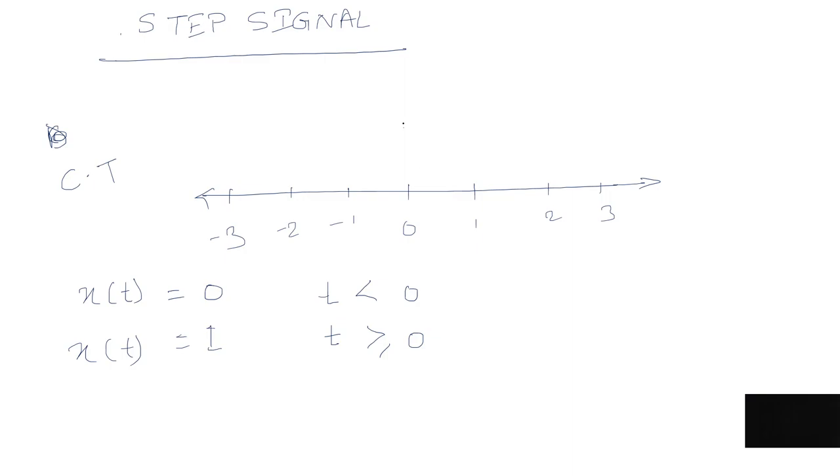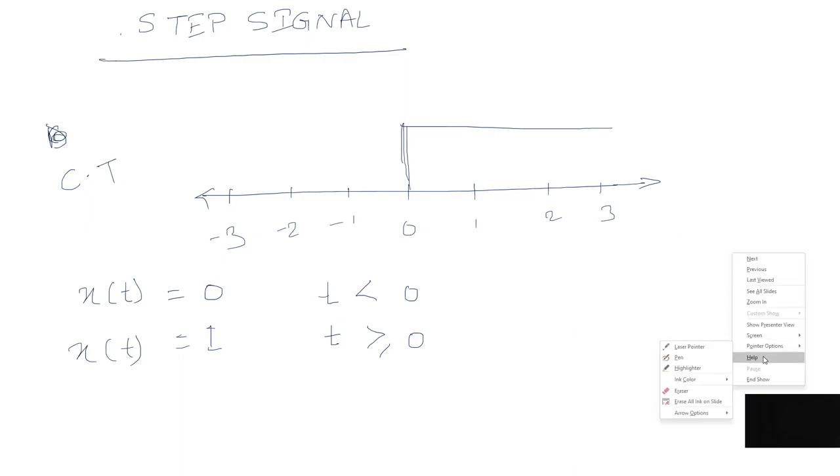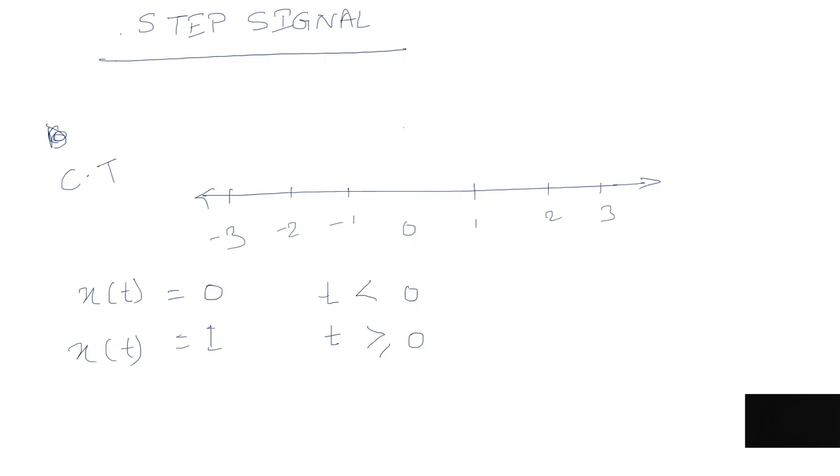Okay, so how will it look? It will look like this. At 0, it will take value 1. Let me erase the unnecessary part. It will be something like this. Okay, and this is called a step. Why? Because it looks like a step, right? Step jaisa dikh raha hai, right? And therefore this is called a step signal. I hope I am clear.